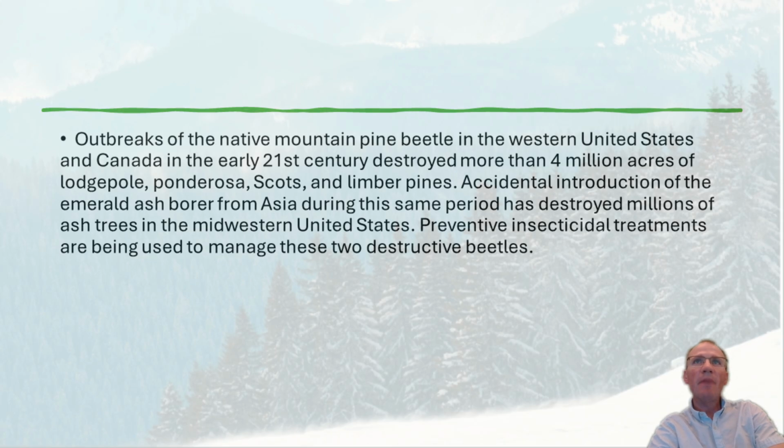Outbreaks of the native mountain pine beetle in the western United States and Canada in the early 21st century destroyed more than 4 million acres of lodgepole, ponderosa, Scots, and limber pines. Accidental introduction of the emerald ash borer from Asia during the same period has destroyed millions of ash trees in the Midwestern United States. Preventative insecticidal treatments are being used to manage these two destructive beetles.